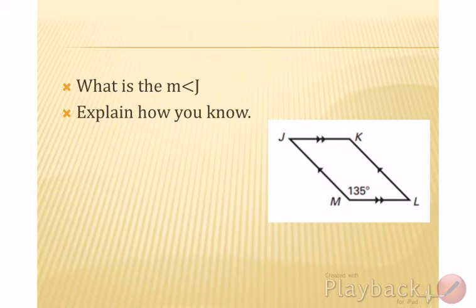What's a fourth property of parallelograms? We'll use that to solve for the measurement of angle J. Angle J is opposite angle L, and so the opposite angles are congruent. Therefore, the measure of angle J is also 45 degrees.